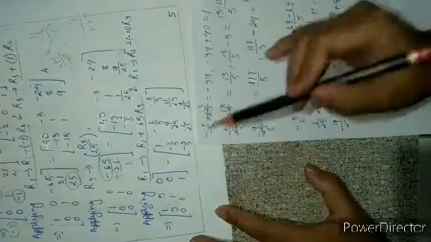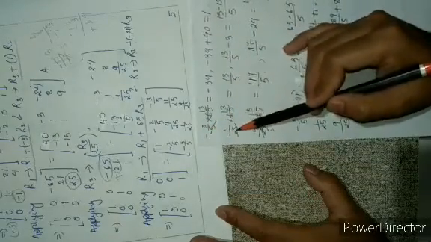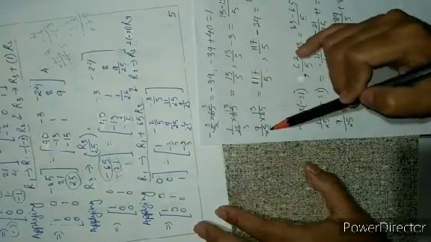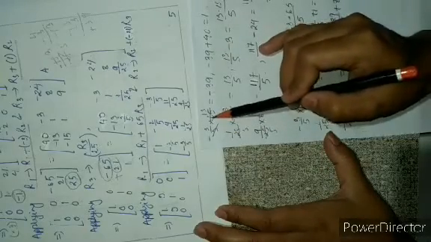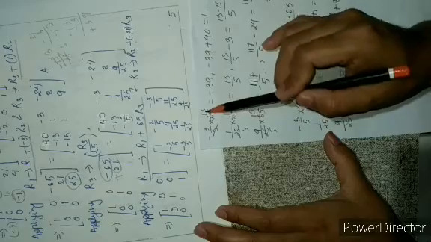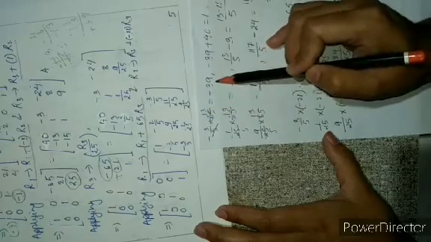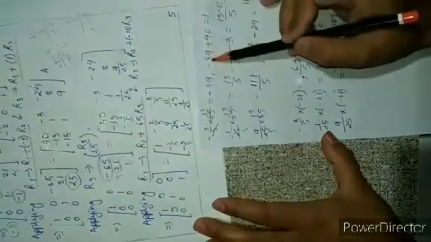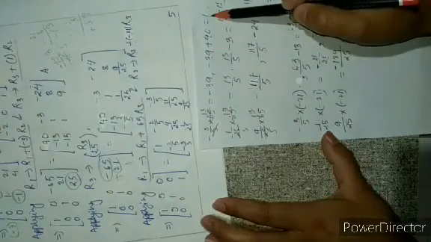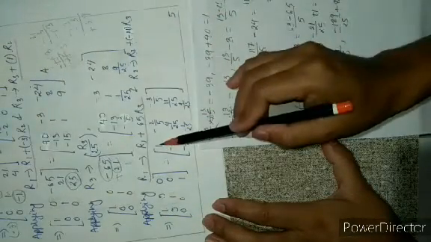The elements are minus 3 by 5, 1 by 25, 9 by 25, multiplied by 65. 3 by 5 into 65 is 13, and minus 13 into 3 is minus 39. Minus 39 plus 40 is equal to 1. We get this element 1.